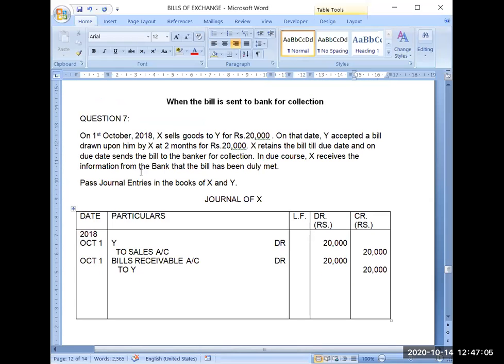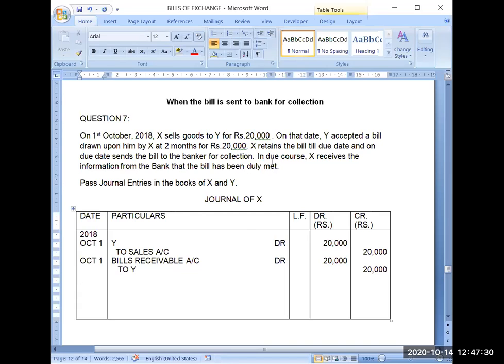So after acceptance, what happened? X retains the bill till due date. It is clearly mentioned that the bill is lying with only X till the due date. And on the due date, he sends the bill to the banker for collection. Now on the due date, he has given that bill to his banker, means to his bank, for collection. So now you will record this transaction, so you will be keeping in memory that I have given this bill.